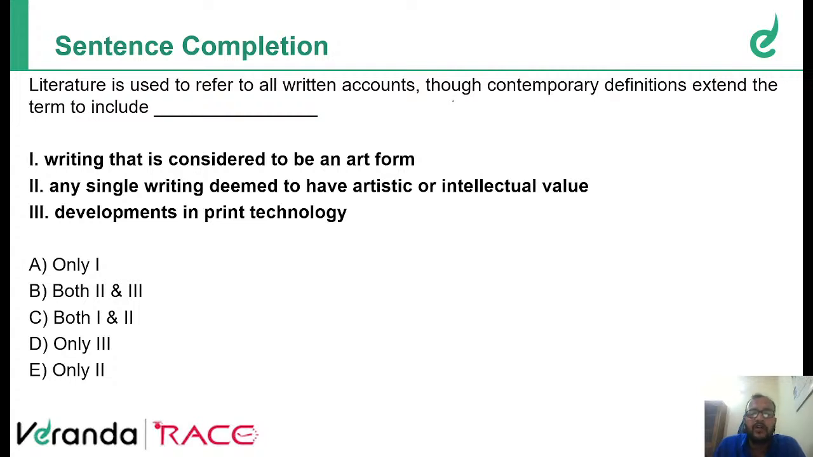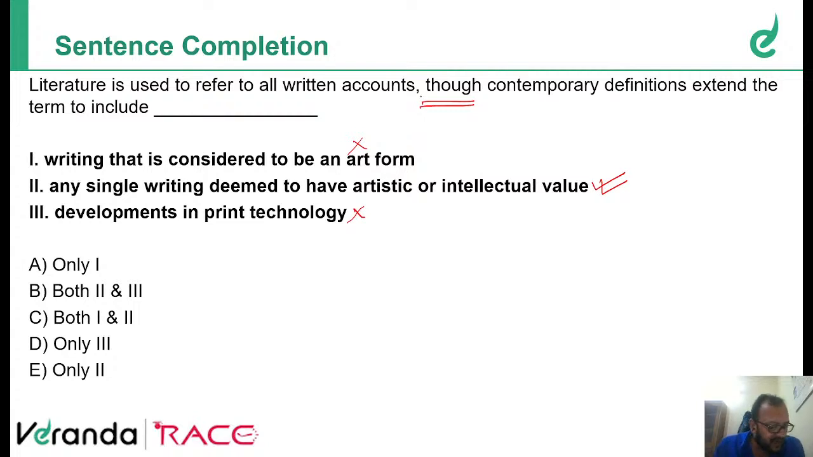Literature is used to refer to all written accounts, though contemporary definitions extend the term to include. So literature is used to refer to all written accounts. Though, contemporary definitions extend the term to include writing that is considered to be an art form, not a plausible answer. Any single writing deemed to have artistic or intellectual value. This is quite a probable answer. Extend the term to include developments in print technology. Cannot be the answer. Only 2 should be the answer, I guess. I'm sure, because I'll tell you why. Literature is used to refer to all written accounts, though shows contradiction.